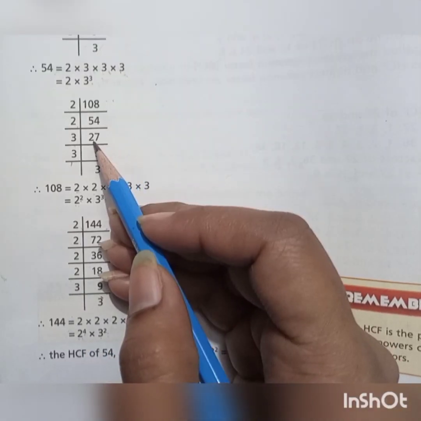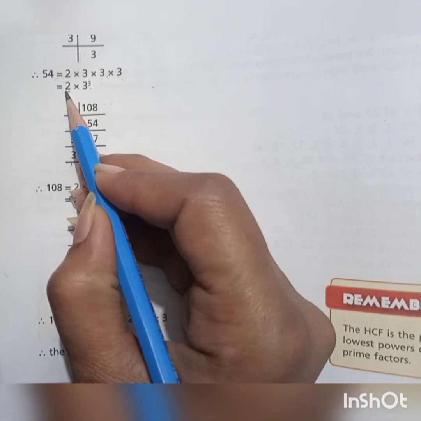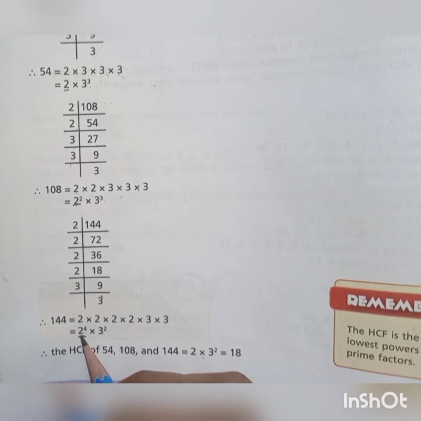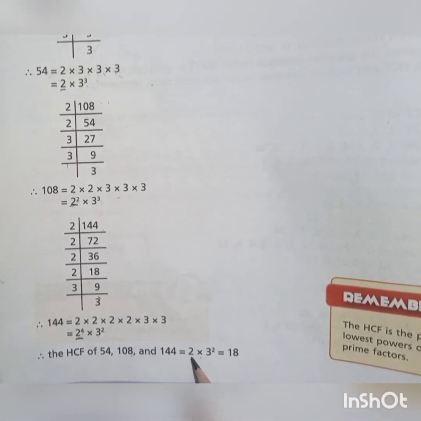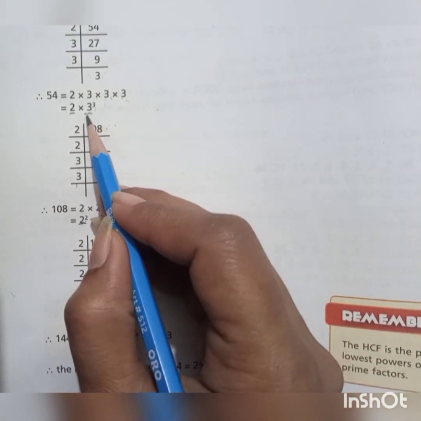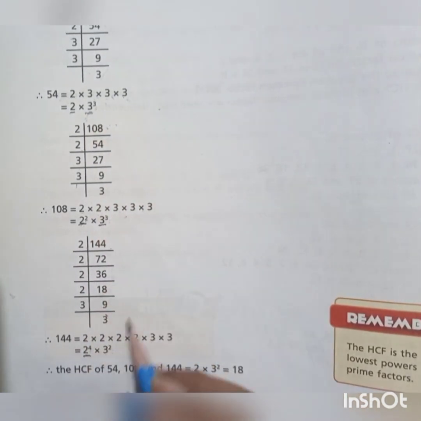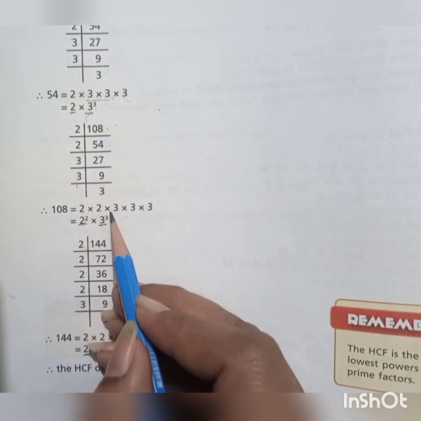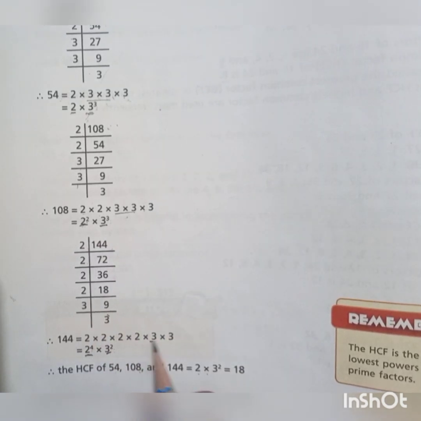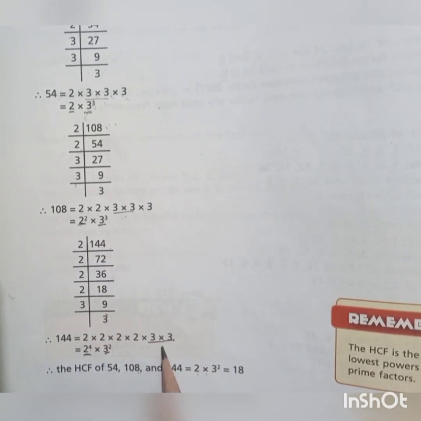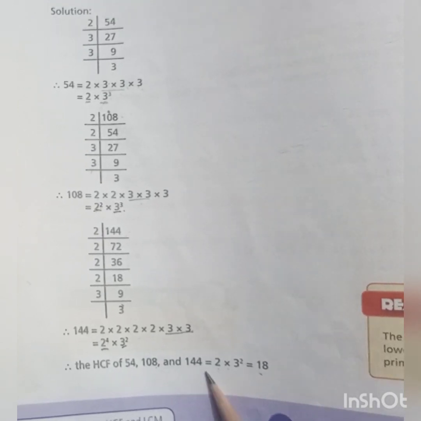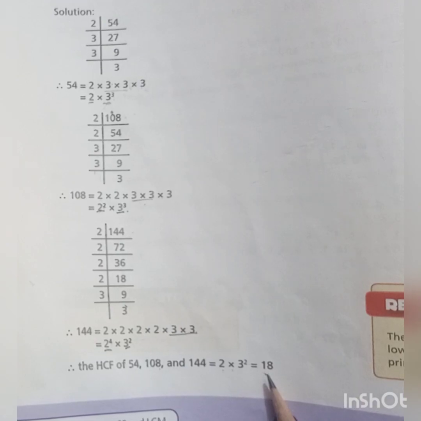As the common factor is just 2 raised to power 1, here is common 2 raised to power 1, and here is also common 2 raised to power 1. So the common factor is 2, and the other common factor is 3 raised to power 2 from 3 raised to power 3. Here is also 3 raised to power 2, and here is also 3 raised to power 2. As you can see here, these numbers are common. So we will write just 3 raised to power 2, which means 3 multiplied by 3, that is 9, and 9 multiplied by 2 is equal to 18.